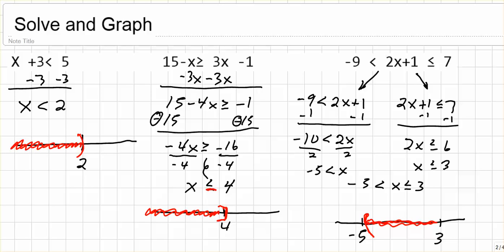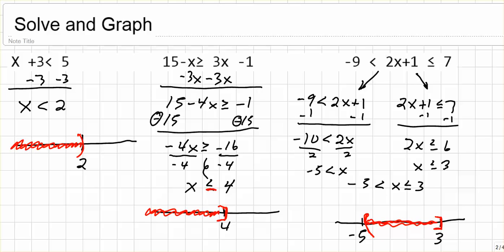The next part, x is less than or equal to 3, we want to include the point, so we'll use a bracket, and that'll signify that when you see this, you will include 3 as your point.